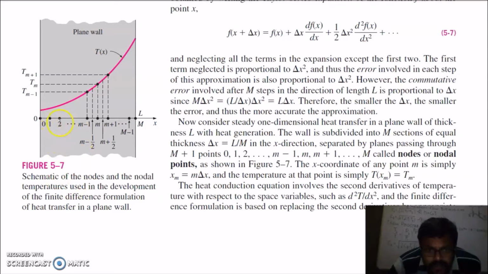In the figure you can see there are a total of m plus 1 points, from 0, 1 to m. These points are called nodes or nodal points. The x coordinate of any point m is simply x_m equal to m del x. Means if you want to find x, you multiply the node number m by del x, and the temperature at that point is simply T(x_m), which is equal to T_m. So this T_m you can represent with the help of x_m again.